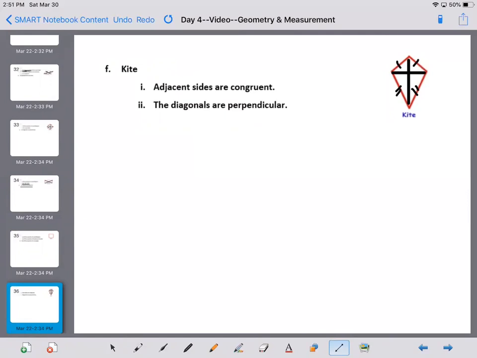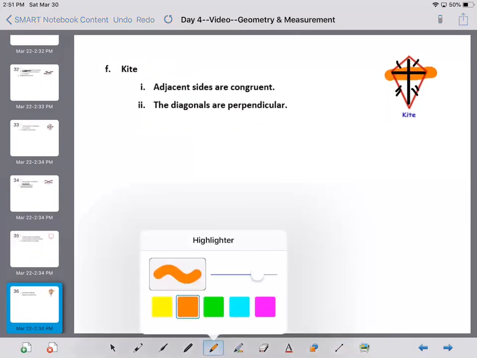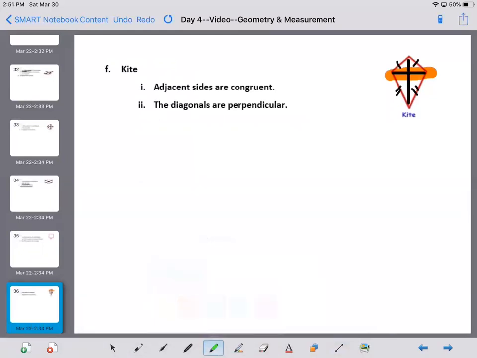They do not bisect one another, because only one diagonal is bisected, and that would be this one right here. But the other one on the vertical end, that diagonal is not split into 2 equal sections.